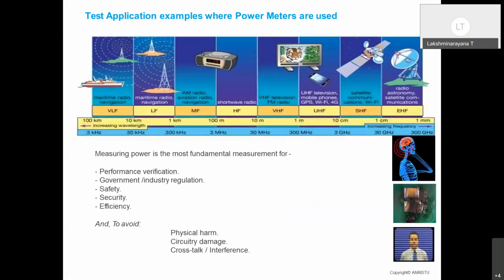Test applications: examples where power meters are used. They are used from 3 kilohertz to 300 gigahertz. Power measurement is one of the most fundamental measurements for performance verification, in regulation bodies, in safety and security, efficiency, and other applications. It is also used to avoid physical harm: whenever you are using a mobile, if there is high power, it may damage your brain. So it can physically cause harm. In circuits, high power may damage the circuit board. Or if you are using broadcasting or mobile communication and there is any interference, power is the cause of that.